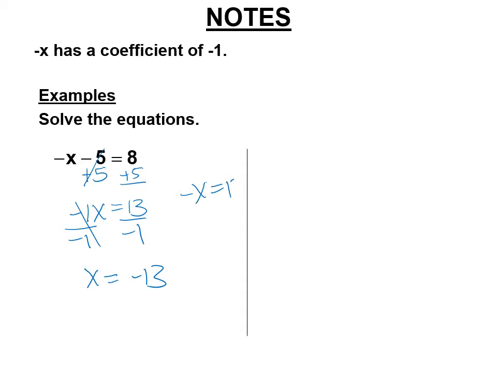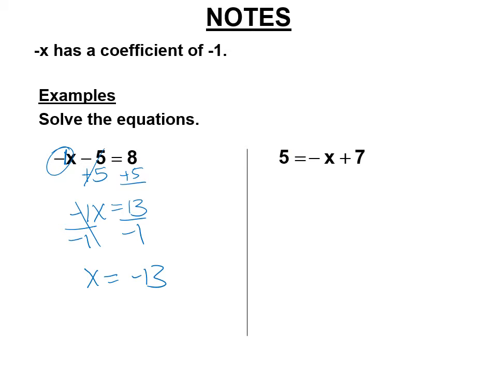Negative x equals 13 is not the solution. We want x, not the opposite of x. Okay, so make sure you do that final step. That is a two-step equation. There is a coefficient there of negative 1. Right, the coefficient there is negative 1, and you have to divide both sides by negative 1.